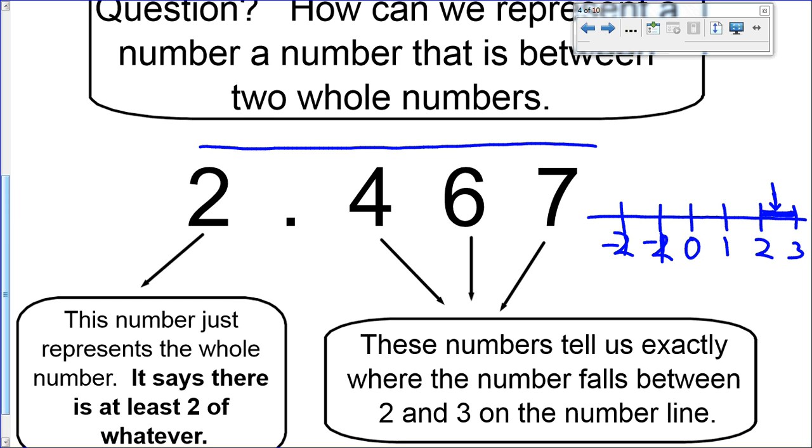And decimals have a larger function, which we'll get to at the end of it. But for now, that's what they're there to do. So the whole number is just a whole number. We know what that is. It says there's at least 2 of whatever we're doing. Well, since we have some numbers in the decimal places, the first 3, the tenths, hundredths, and thousandths place, we know that this number is more than 2, but not quite 3, or not even close to 3. It's about halfway in between, but we know that it's between 2 and 3, and that's what decimals are for. They're for numbers that are between whole numbers or integers.